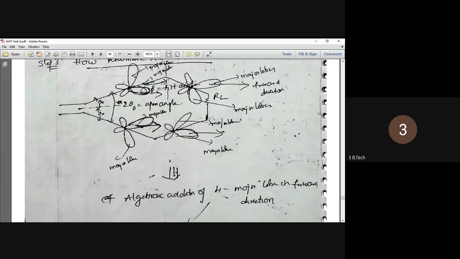In 4 cases, you can see this is longer antenna 1 radiation pattern. This is longer antenna 2 radiation pattern. This is longer antenna 3 radiation pattern. This is longer antenna 4 radiation pattern.